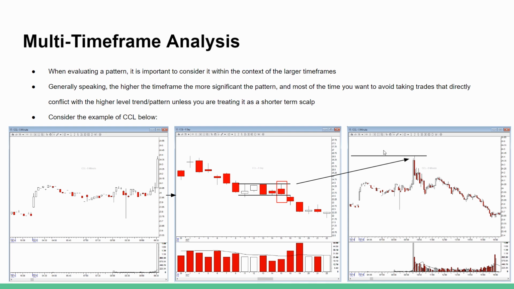So again, hopefully that highlights the fact that you need to at least briefly look at what's happening on the higher time frames before initiating a trade based on the lower time frame patterns.